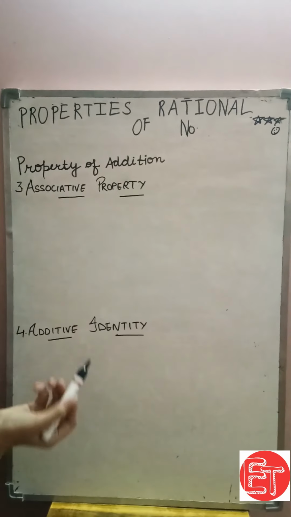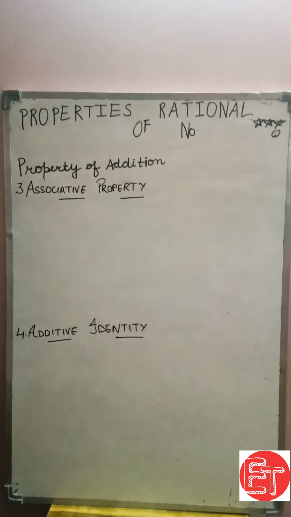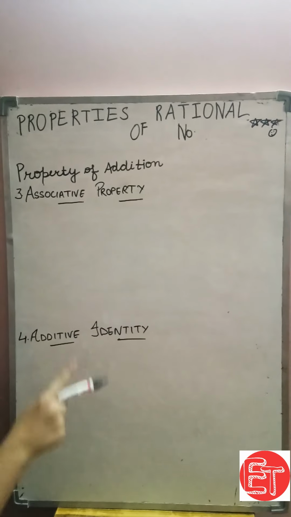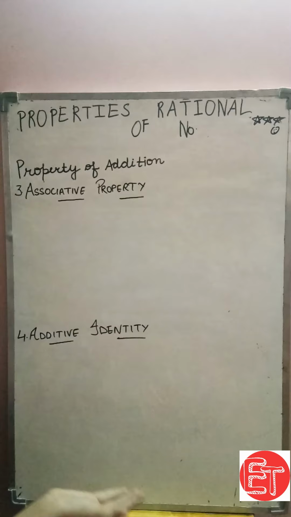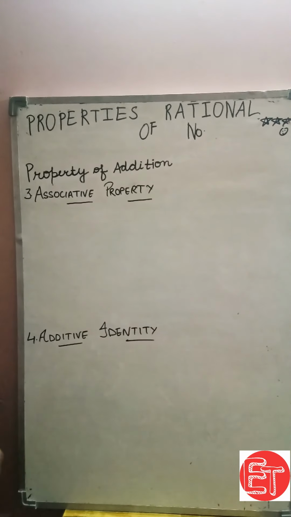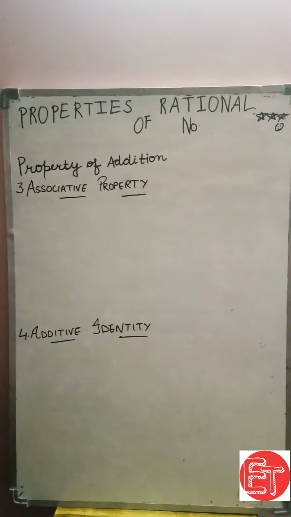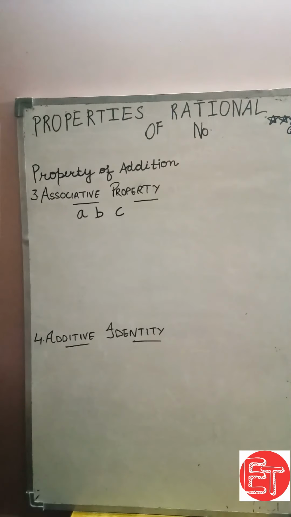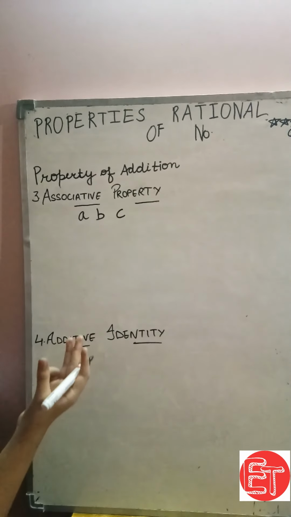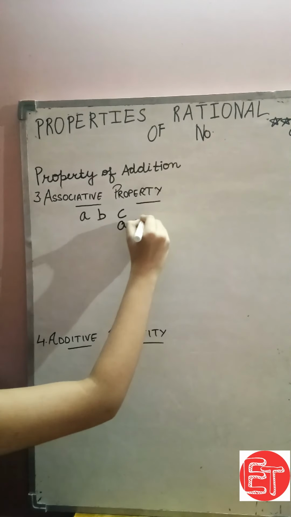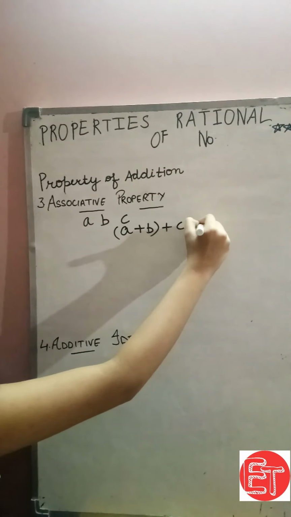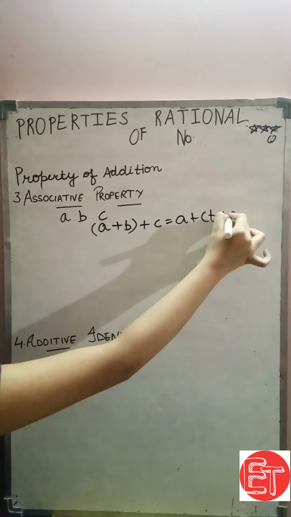Now let's understand our third property. So our next property is associative property. Now what does this property say? This property says that while adding 3 or more rational numbers, they can be grouped in any order. Okay. Suppose let's say my A, B and C are three rational numbers. Then what can be its sum? Sum of it can be A plus B bracket plus C will also be equal to A plus B plus C.